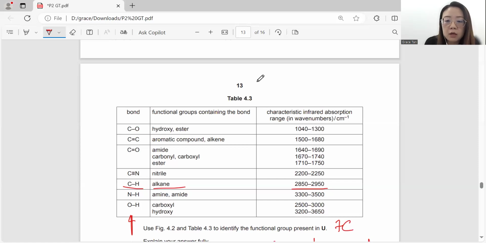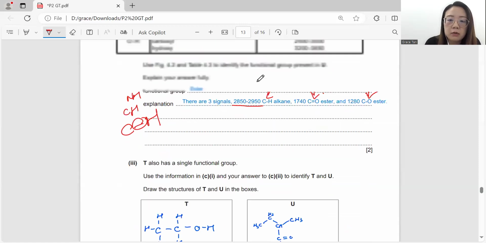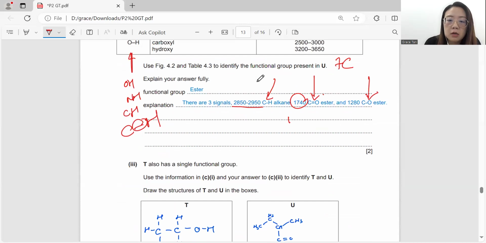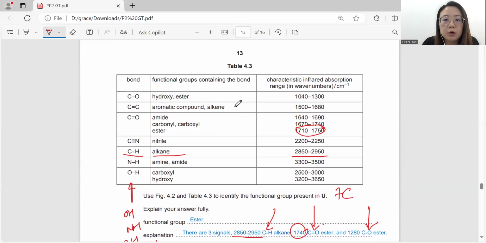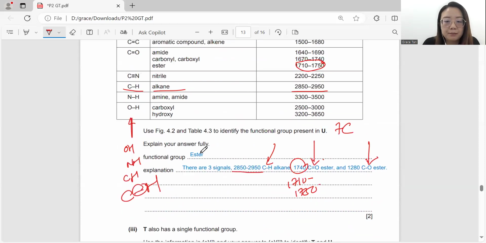If not, if you want, you can quote the whole thing, 1710 to 1750. If you don't want this version, you can put this here. And then the last one, C single bond O, 1280, I speculate. If you're not confident, then you just put the whole range, copy it into your text. Okay. So this one is an ester.